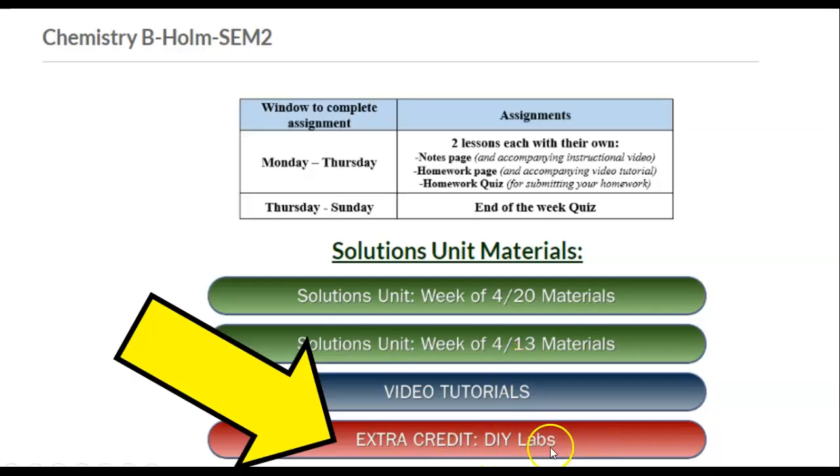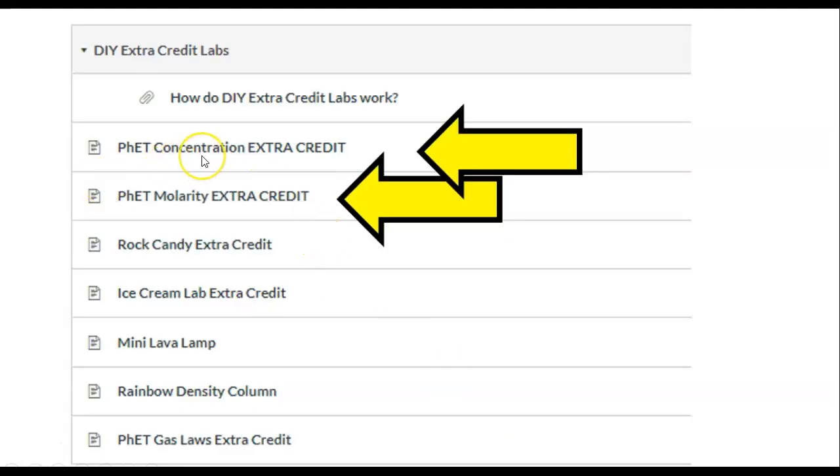So you go to where it says Extra Credit DIY Labs and click on that, and you're going to see that FET concentration and molarity, okay? I recommend you start with this concentration one. It will take you 5 or 10 minutes, and there are pictures of this lab on your end of the week quiz, okay? So you don't have to complete it, but if you do, you'll be more prepared for the quiz and you get the extra credit, okay? Also, not enough of you are taking advantage of this, okay? They're very quick, they're very easy. Some of them are actually like air quote fun.